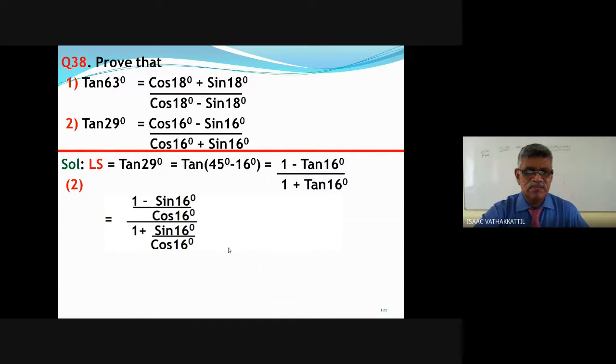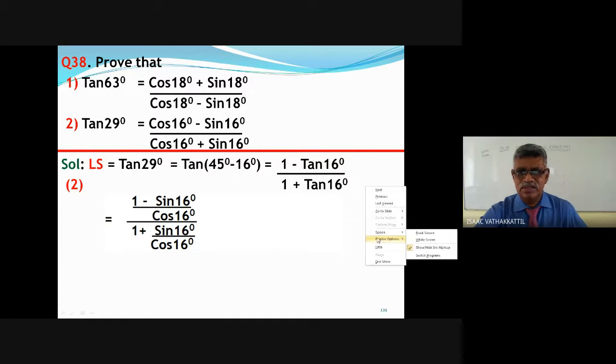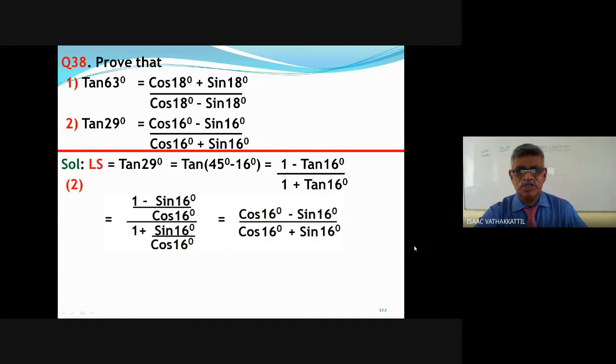Take an LCM. Here, be careful. It's only 1 minus. Now when you take LCM, we have cos 16 degrees minus sine 16 degrees upon cos 16 degrees plus sine 16 degrees. That is equal to the right side.